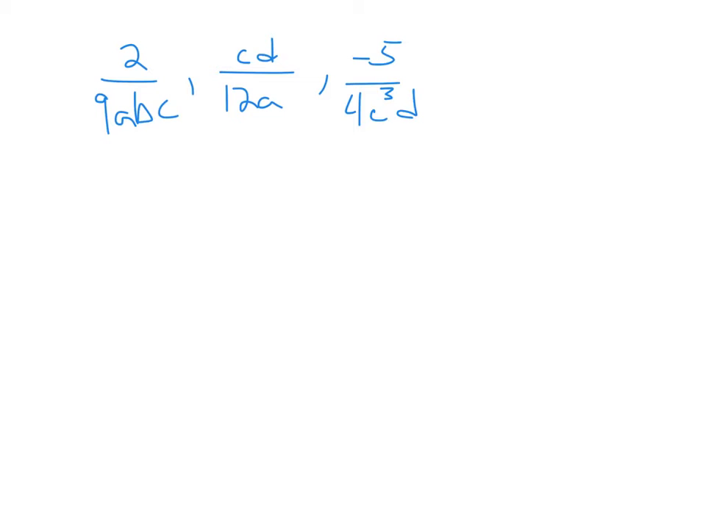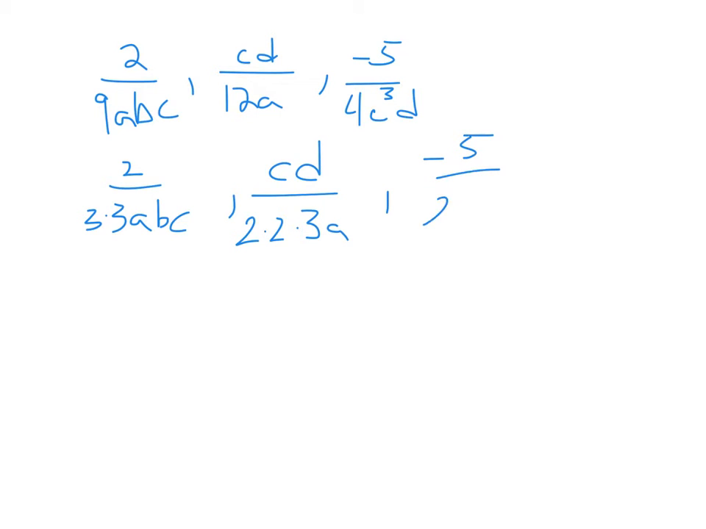I'm going to rewrite this a little bit more expanded so that you can have a better idea, because we want the smallest denominator that we can get so that we don't have to do a bunch of simplifying later. So really this first one is 2 over 3 times 3ABC. And the next one is 2 times 2 times 3A. And the last one is 2 times 2 C cubed D. Is that okay with everybody?